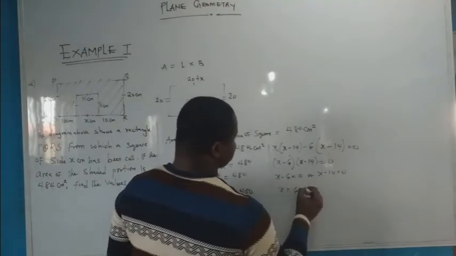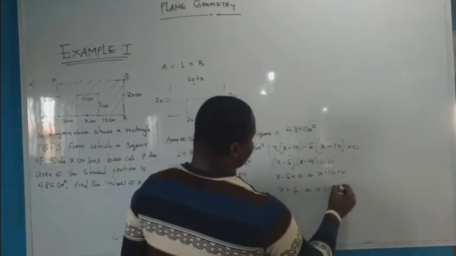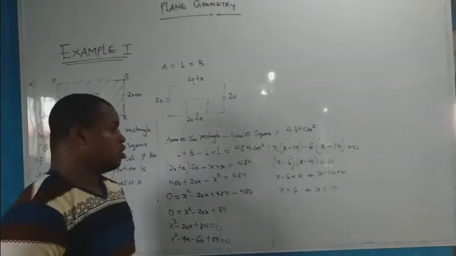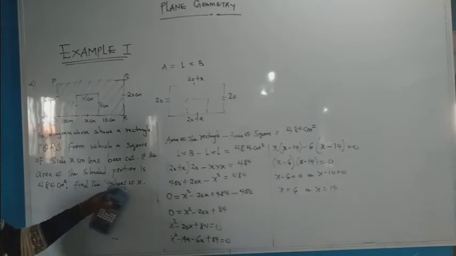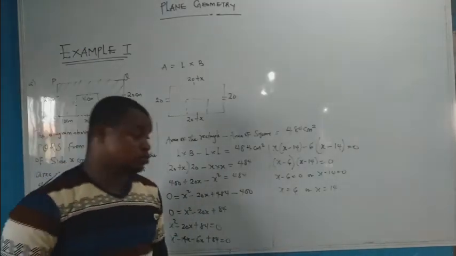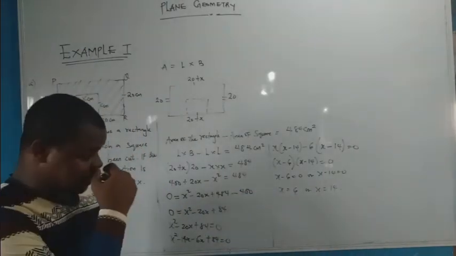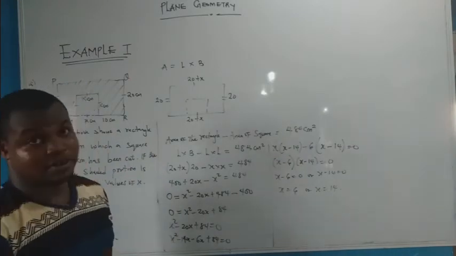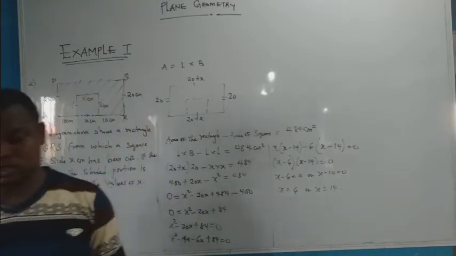So x is equal to 6, or x is equal to 14. Alright, so these are the values of x. Let us say we are to find the values of x, and I've got the values of x to be 14 and 6, or 6 and 14. Is that clear? As you can see, it's very, very easy to solve.